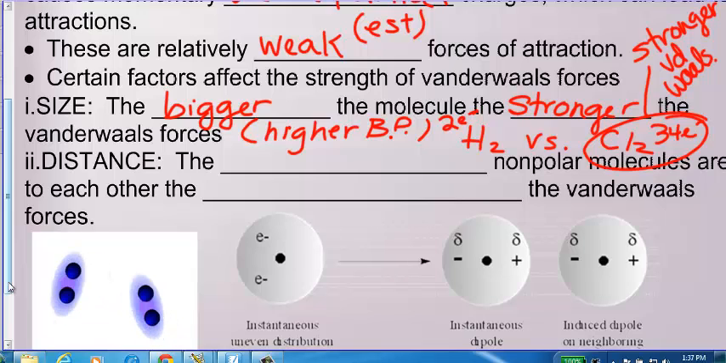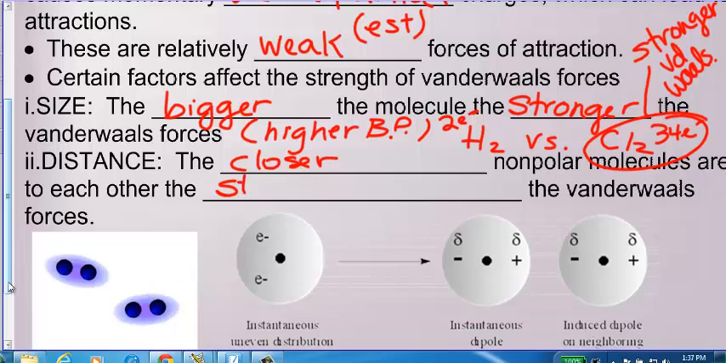And the closer they are together, the stronger the van der Waals will be. So if you spread them out, if you move the chlorines really far away from each other, then the van der Waals forces are not very strong. They have to be close together to be strong. Okay?